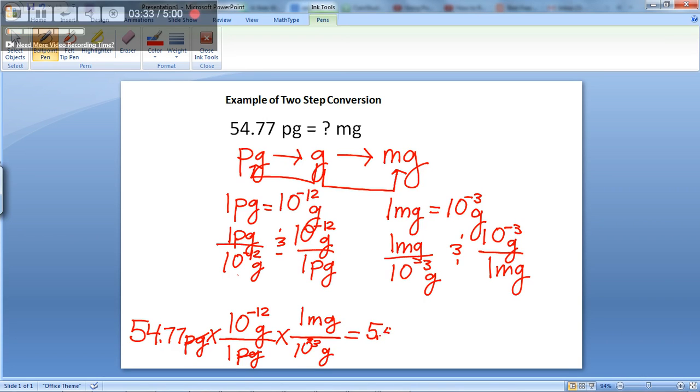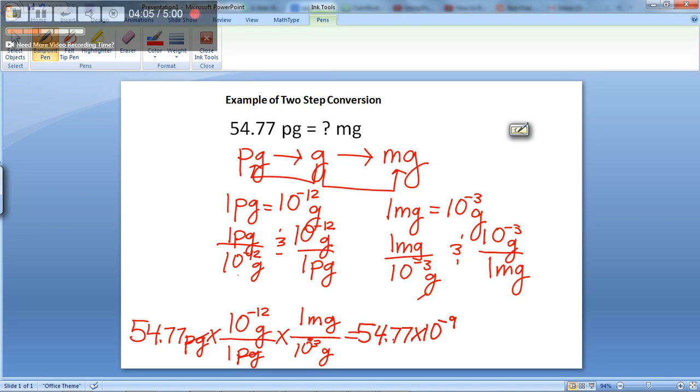And that is equal to 54.77 times 10, negative 3 in the denominator becomes positive 10 to the positive 3 in the numerator, and a negative 12 plus a positive 3 gives me a negative 9.